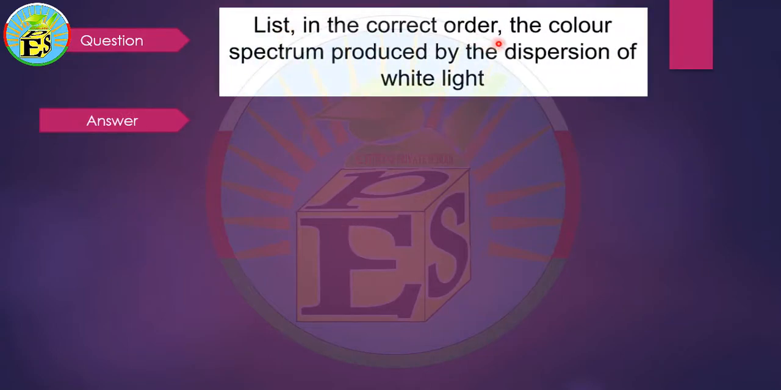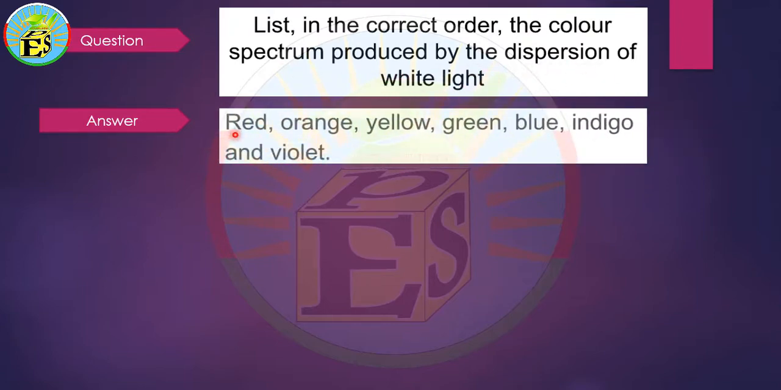List in the correct order the color spectrum produced by dispersion of white light. Yes, it starts with red, orange, yellow, green, blue, indigo, and violet.